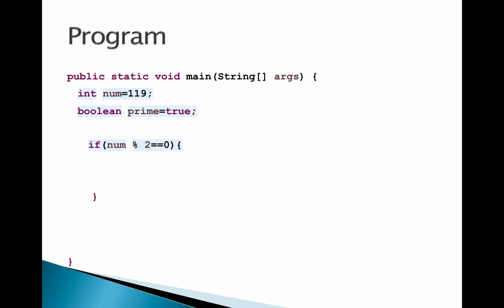But 119 divided by 2 is going to give you 1, which is not equal to 0. So this if part will not be executed. Then you're going to again write code for dividing it by 3. And it's not going to be divisible by 3 as well, and 4 as well, 5 as well, 6, and when you divide it by 7, you're going to get the remainder as 0.